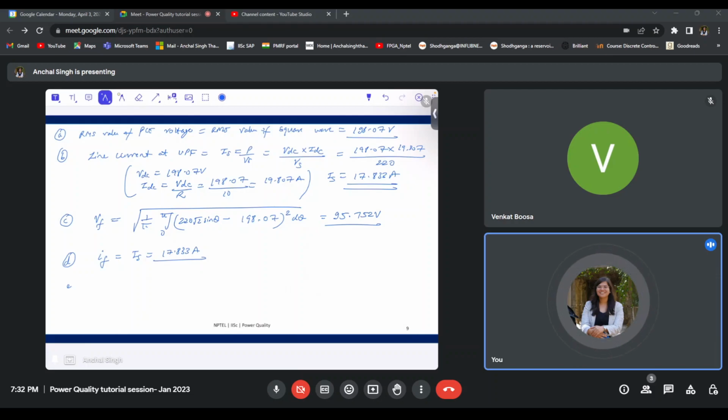The E part is finding the kVA rating. The kVA rating of the series active power filter is equal to Vf into If, which is 95.752 into 17.833, which will give me 1707.545 volt amperes.